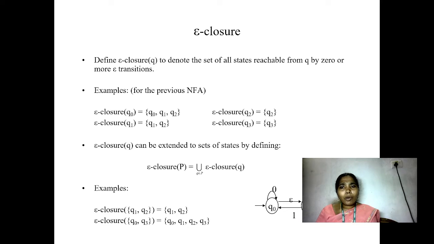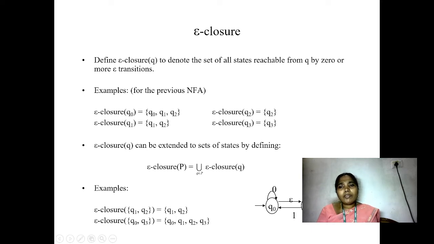Now, what is the epsilon closure of Q0? What does the algorithm say? First, include the state itself, Q naught. Then from Q naught, for the input epsilon, it is going to Q1. So I include Q0, the current state, and the epsilon transition Q1. Once again, there is an epsilon transition to Q2. So the epsilon closure of Q0 is Q0, Q1, Q2.